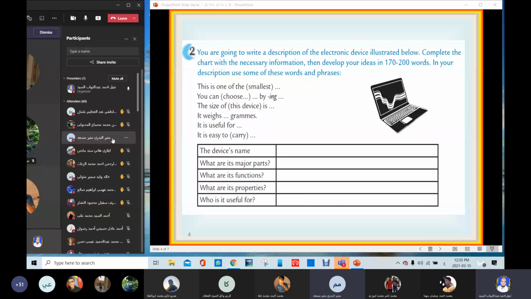It has a screen, keyboard, mouse, and hard disk. Good. Webcam. Okay. What are its functions? What is its purpose? It has a huge screen. Yes. Thank you, Munir. Let's listen to Khalid Walid.